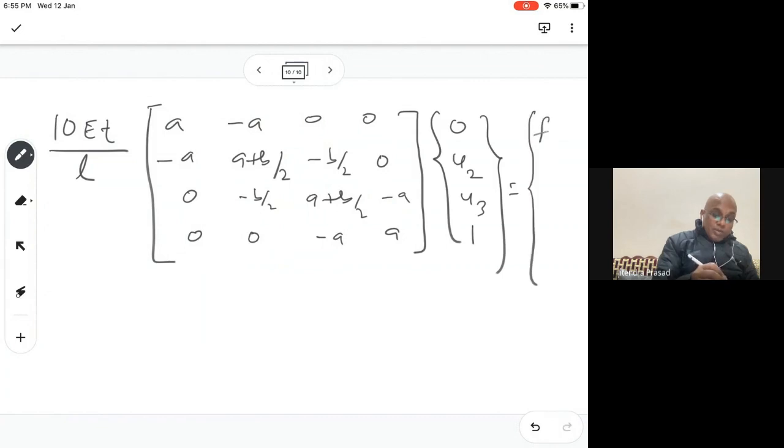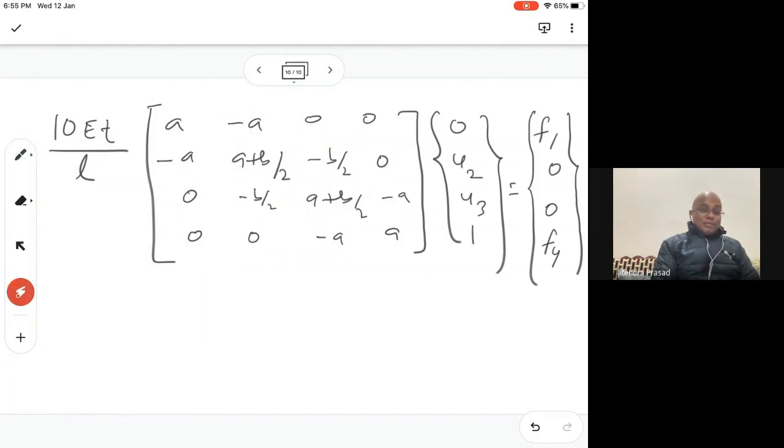So f1 you don't know, f2 is 0, f3 is 0, f4 you have to find out, so you don't know. So this is the equation, right? And you now repeat the same thing. What happens? What do you have to find out? You have to find out f4. But in order to find out f4, what do you need to know?